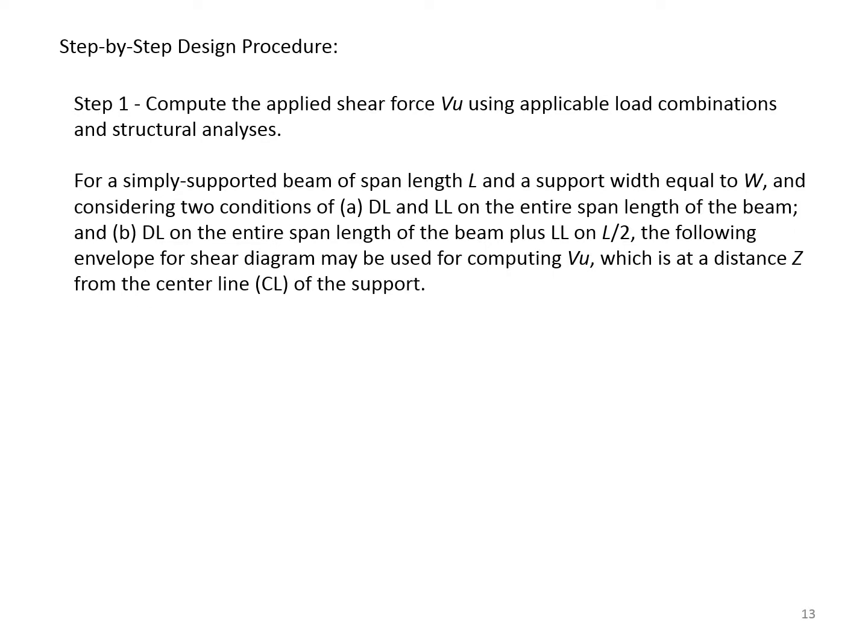For a simply supported beam of a span length L and a support width equal to w, and considering two conditions of A, dead load and live load on the entire span length of the beam, and B, dead load on the entire span length of the beam plus live load on L over 2, in other words, half of the beam, the following envelope for shear diagram may be used for computing V sub u, which is at the distance z from the center line of the support.